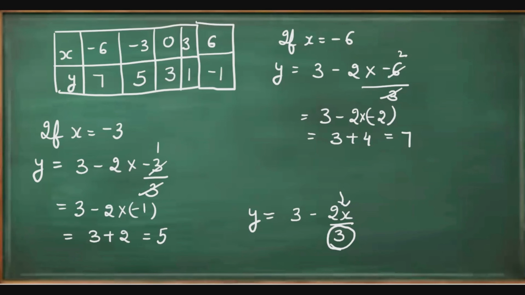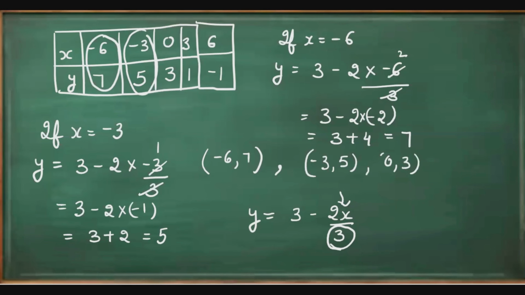So from the table, we got 5 points. Whenever we have to write down the coordinates of the points, how should we write? Negative 6, 7. That is our first point. Second point is negative 3, 5. Then we have 0, 3. Then we have 3, 1. And then we have 6, negative 1.